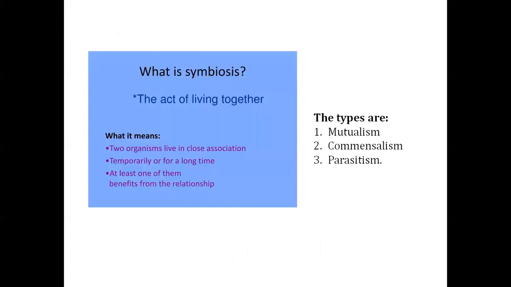Now, symbiosis. Symbiosis means nothing but the act of living together. You are acting together and living together. This is the main thing. Two organisms live in close association. Suppose A and B are living together and both are benefiting. This association may be temporary or for a long time. At least one of them benefits from the relationship. That is another criterion: at least one of them should be benefited.